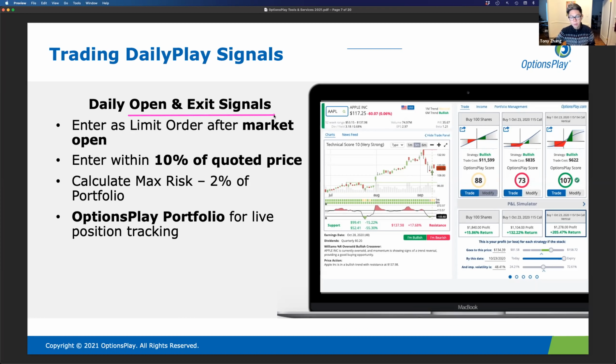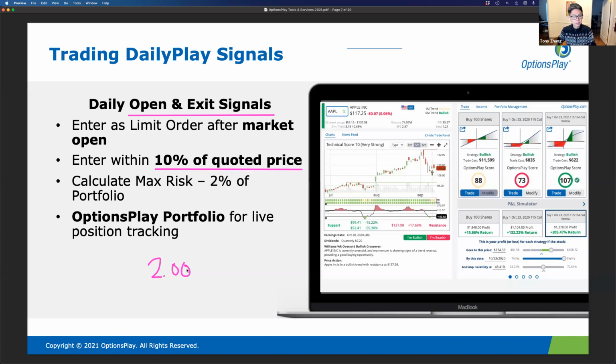Now, the general rule of thumb here is around validity of a trade, right? Sometimes the market opens substantially higher, substantially lower. How do you know if a trade is still valid? Generally, the rule of thumb here is that when you're able to price your options price, so if the market opens within 10% of the quoted price that we sent out as part of the signal, generally speaking, it is still a valid trade.